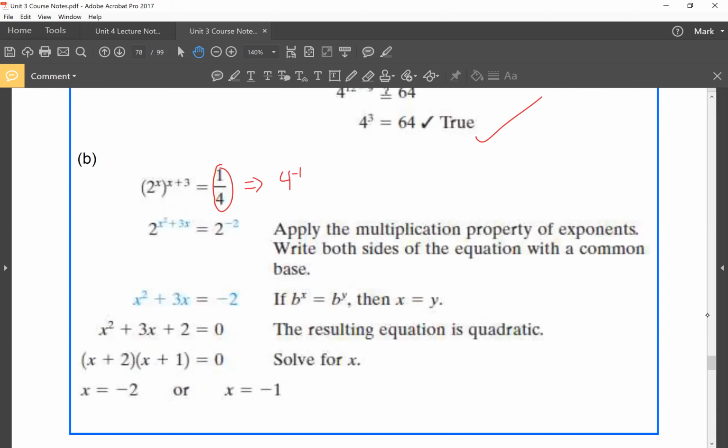4 to the negative 1, right? That's the same as 1 over 4. And then I could rewrite that as 2 squared to the negative 1, or 2 to the negative 2. This is a tricky one, right? If we gave you something like this, we'd be evil. Not saying we wouldn't on an assignment or something, but this is definitely a tricky one. 2 to the minus 2 is equal to 1 over 4. Now they have the same base.